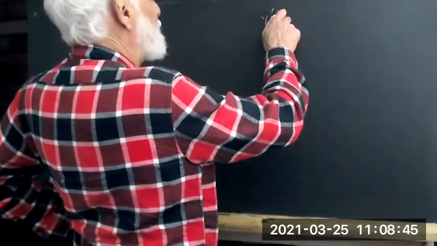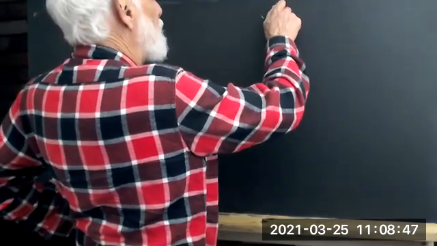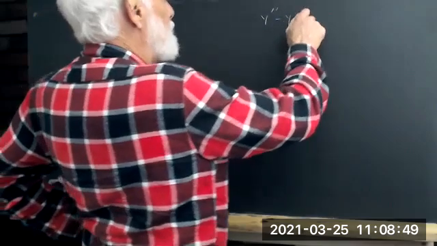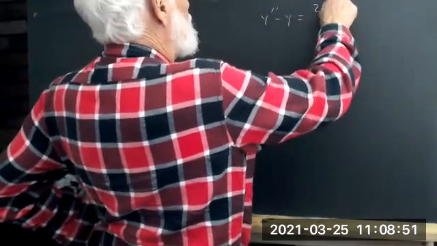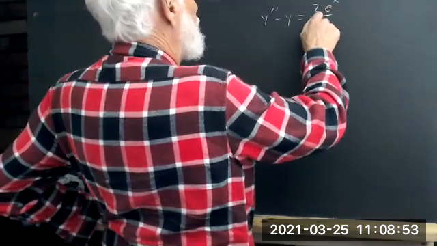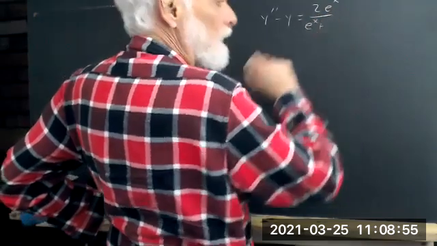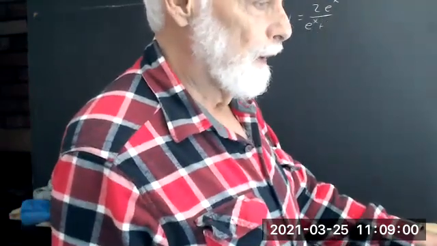You've got y prime, y double prime minus y equals 2 e to the x over e to the x plus e to the negative x, or minus. See, over hyperbolic cosine or hyperbolic sine. Yeah, it's plus.